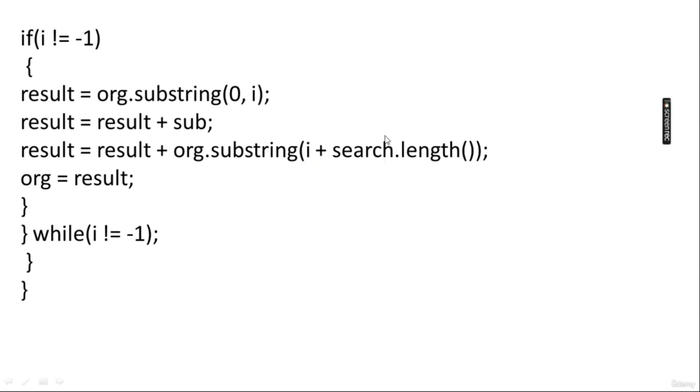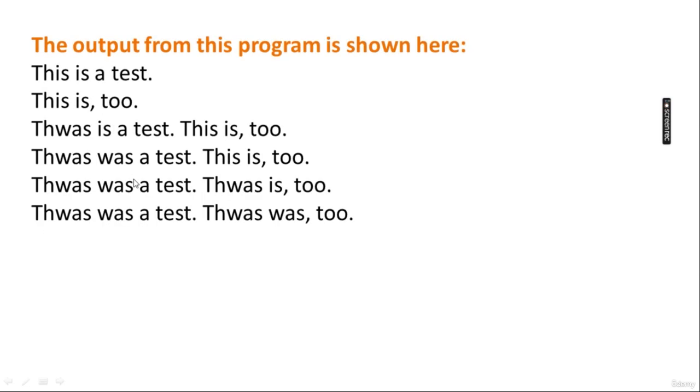So what is i here? i is 2, and search.length is the string length, which is 2, so i plus 2. So it will give you "is", and original is equal to result. So original will be replaced with the final result. "This is a test, this is true." Then "Th is a test, this is true." Then "Th was a test, this is true." Then "Th was a test, this was true." Every occurrence is replaced with "was" in this case.